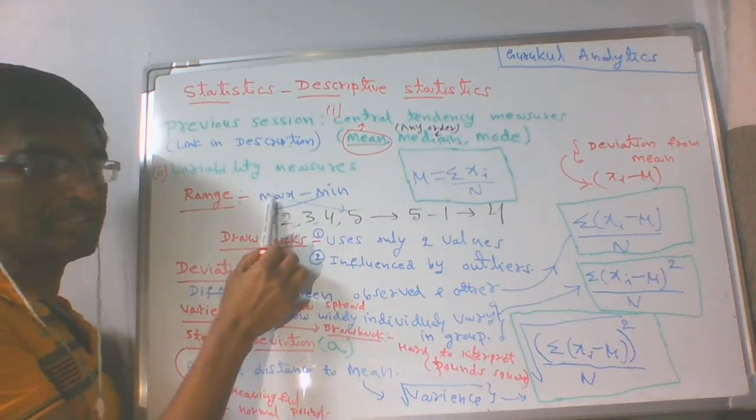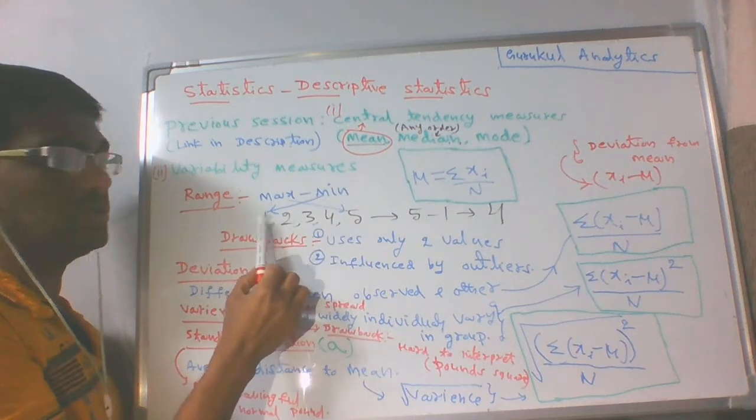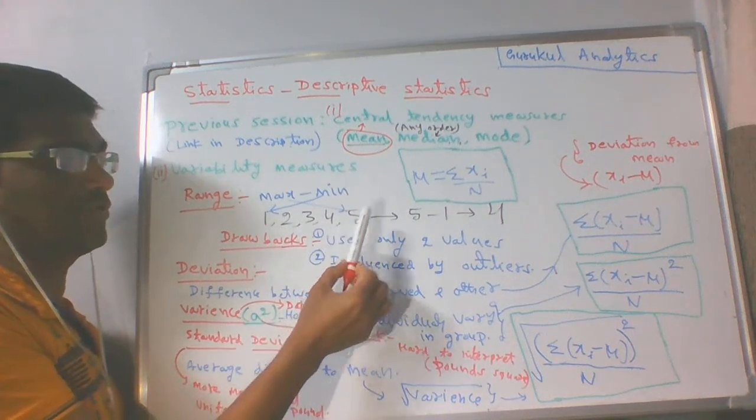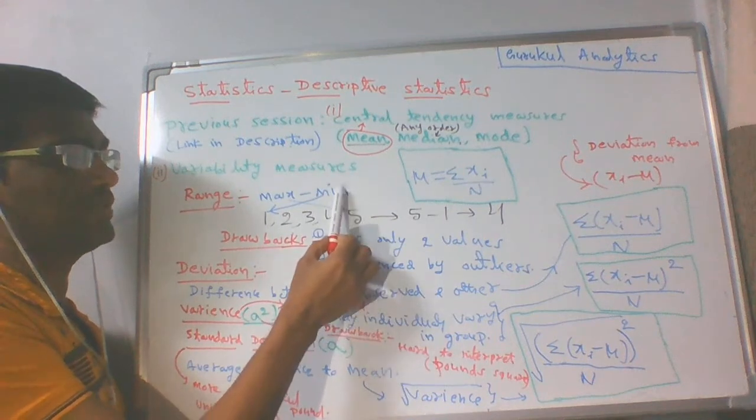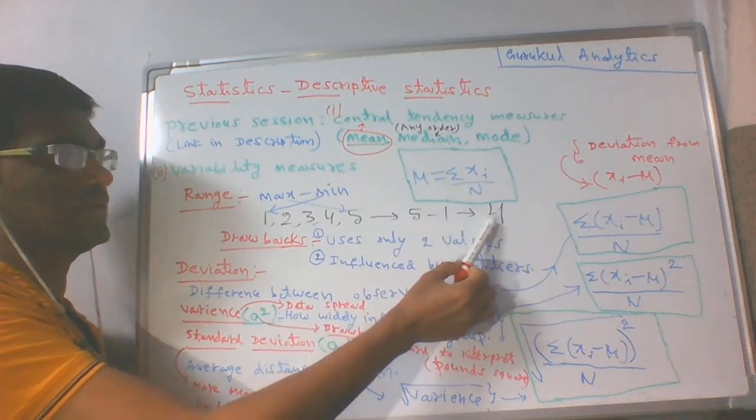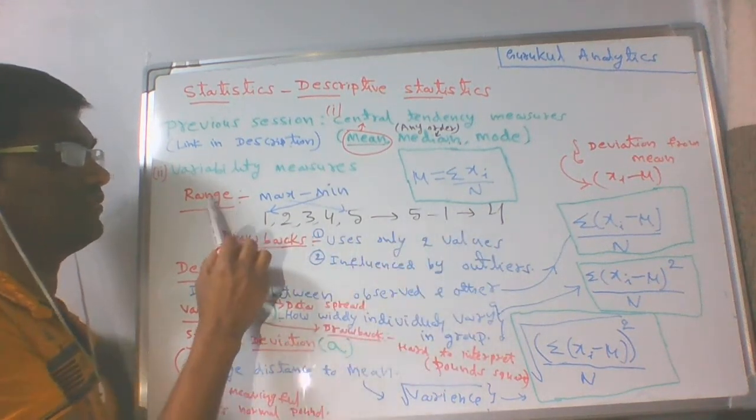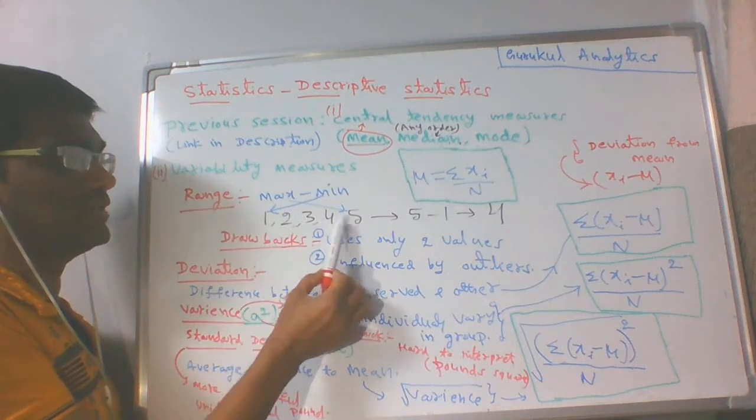Range means the maximum value minus the minimum value. Suppose you take five values like 1, 2, 3, 4, 5. Then the maximum value is 5 and the minimum value is 1. So 5 minus 1 is 4. In this case, 4 is the answer for the range of these values.